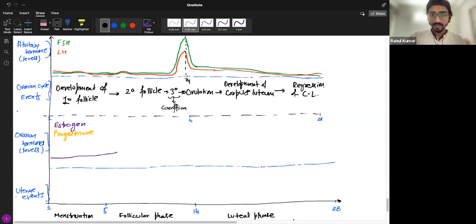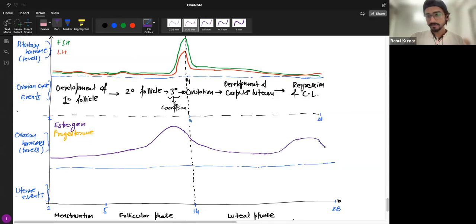So let me draw a dotted line which goes through all the day 14 of all the cycles, just for a reference. So this level reaches its peak just before ovulation and comes down. Okay. And then again starts to pick up a little bit towards the end, but comes down then. So this is estrogen. Estrogen peak comes around day 12. Is it clear?